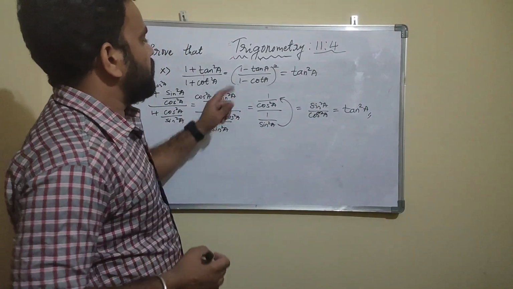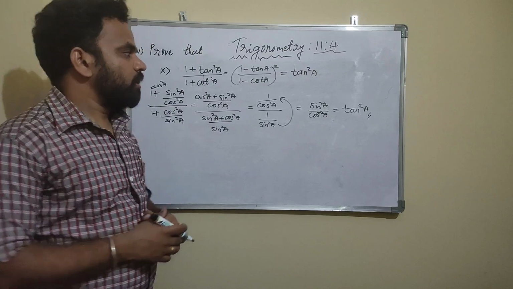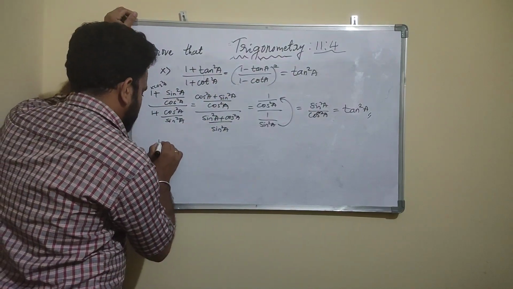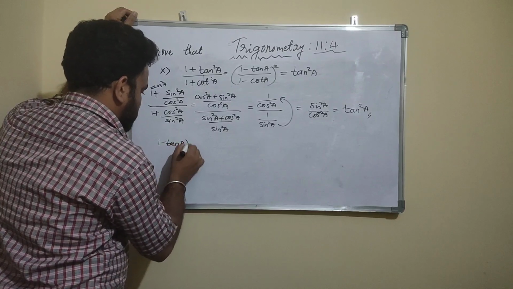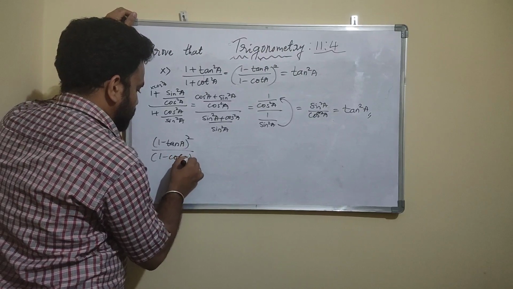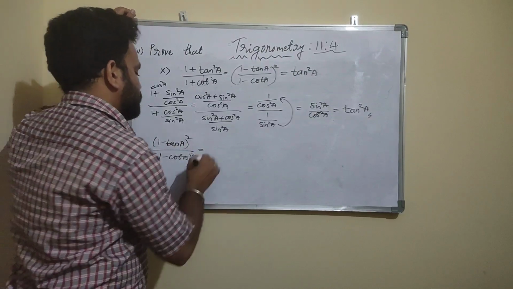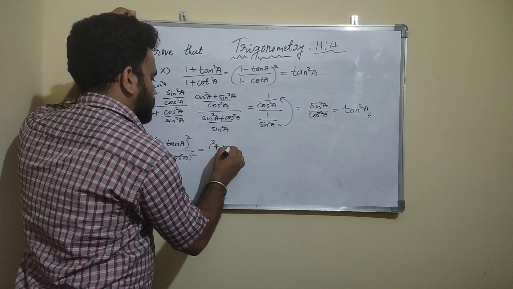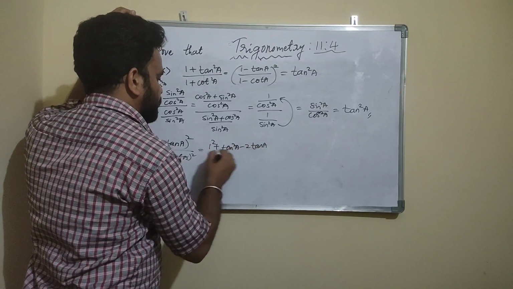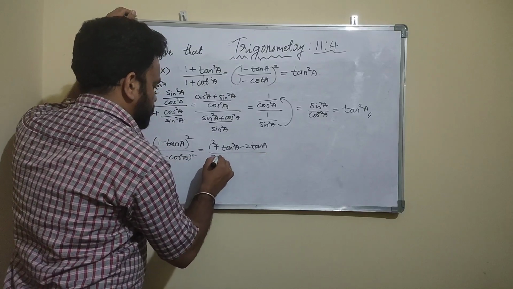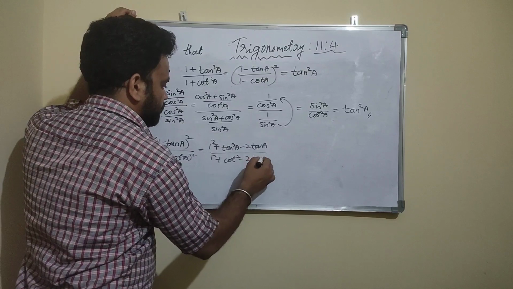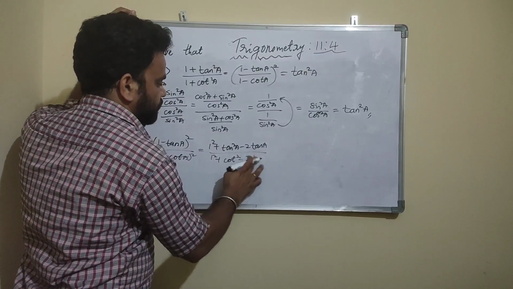Next one is 1 minus tan a whole square by 1 minus cot a whole square. I will take 1 minus tan a whole square by 1 minus cot a whole square. This is like a minus b whole square: a square plus b square minus 2ab, divided by a square plus b square minus 2ab, with 2 cot a, sorry, 2 cot a.